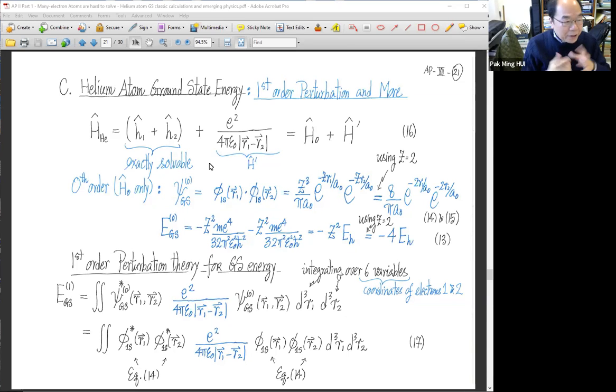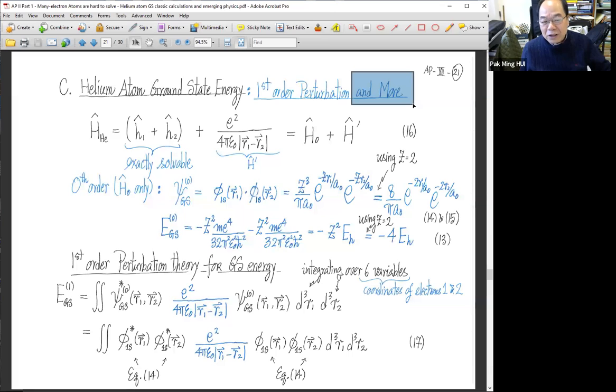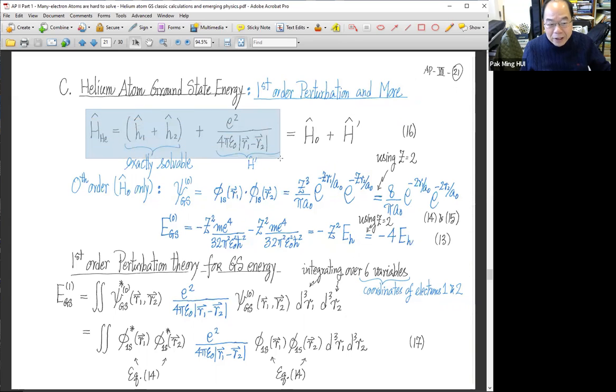Let's resume. So we set up the stage for doing the first attempt, making approximation towards the helium ground state problem. We have set up the stage for doing first order perturbation problem. But as you will see later on in this section, there is a lot more than just first order perturbation. So here, for completeness, I write down the helium atom Hamiltonian again.